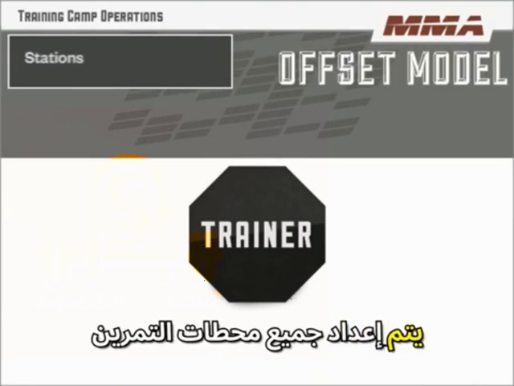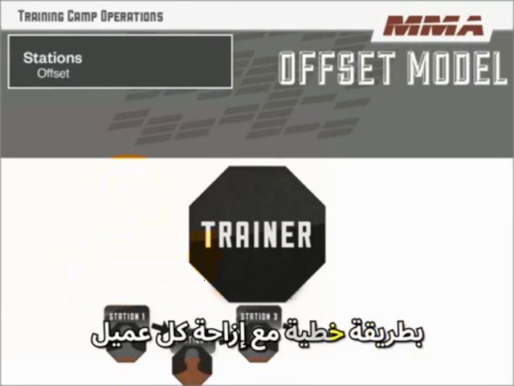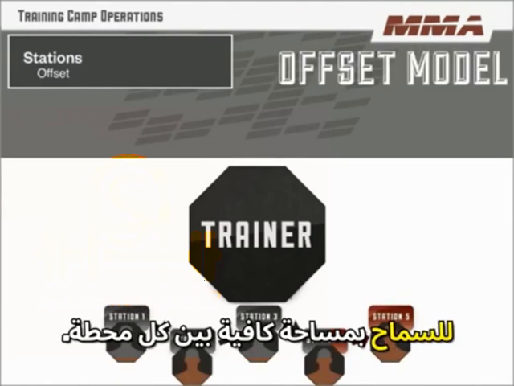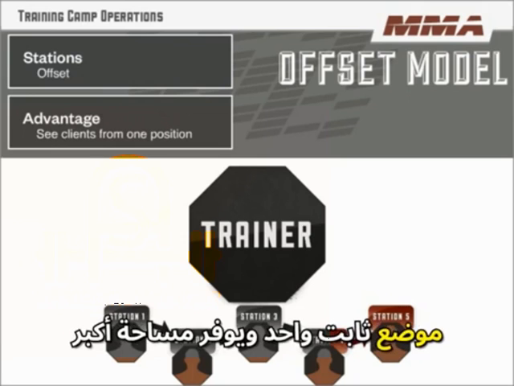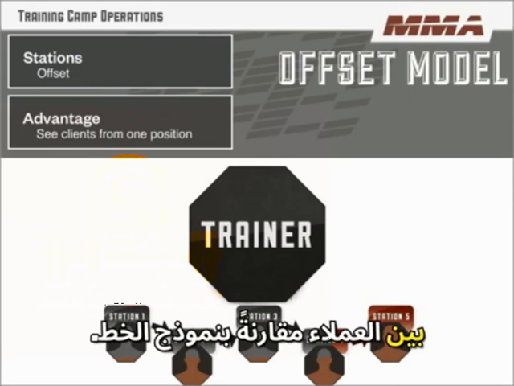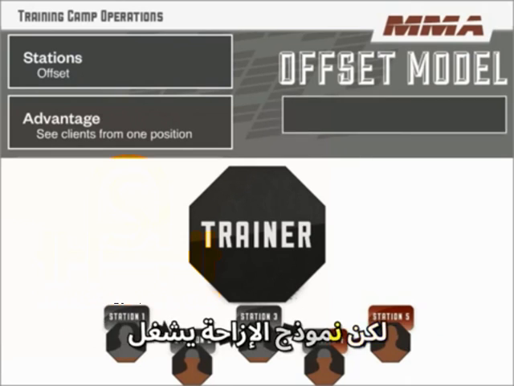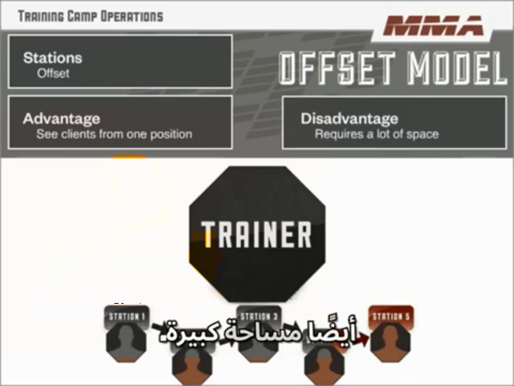In the offset model, all stations for the workout are set up in a linear fashion with each client offset to allow for ample room between each station. This lets you see all clients from one stationary position and provides more room between clients than the line model. But the offset model also takes up a lot of space.